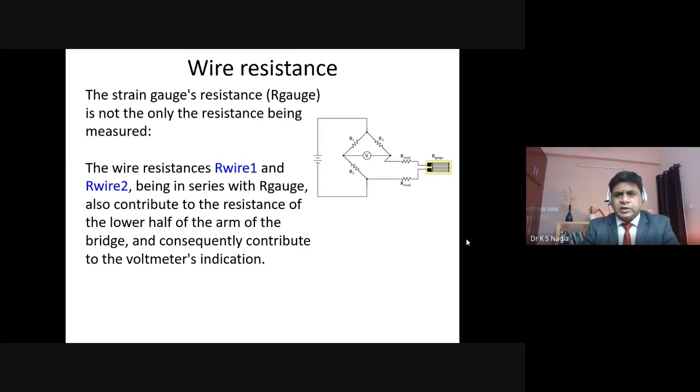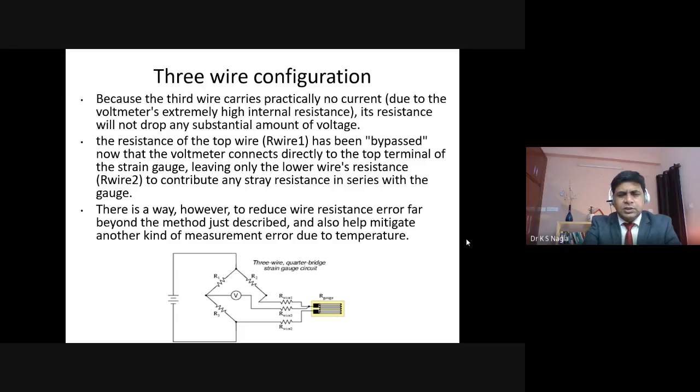In that case, the values of R1, R2, R3 will also be equal to the combination of the resistance of the wire on the gauge side. This is a three-wire configuration, sometimes used in the industry. Because the third wire carries practically no current, and due to the voltmeter's extremely high internal resistance, its resistance will not drop any substantial amount of voltage. The resistance of the top wire in this diagram, which is R wire 1, has been bypassed now.